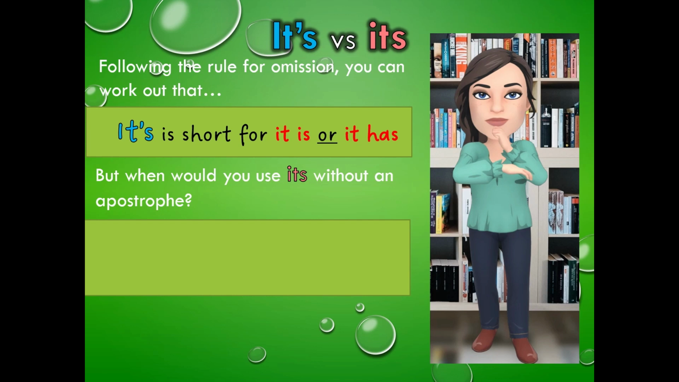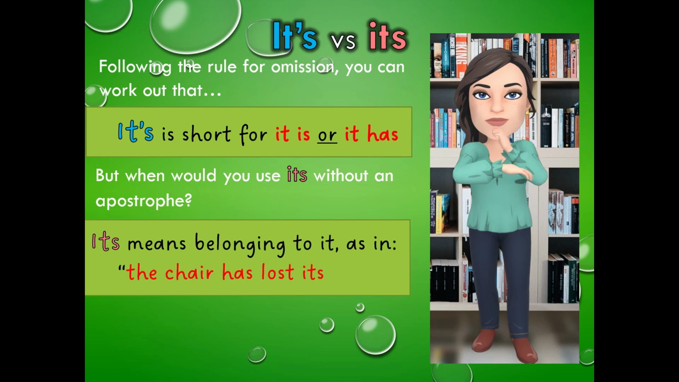Okay, did you get it? Well, its without an apostrophe means belonging to it. So the chair has lost its leg. Like we did with your, if we say it is and it doesn't fit, we know we don't need an apostrophe. For example, the chair has lost it is leg. Doesn't make sense, so we wouldn't need an apostrophe. They are just a few common omission errors for you to look out for and to practice.